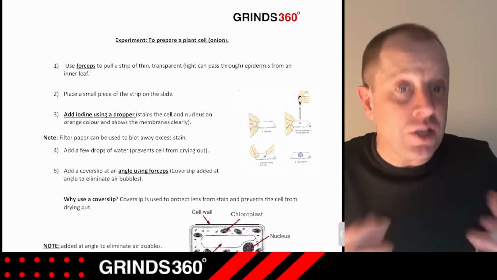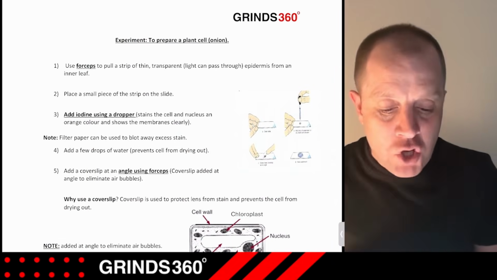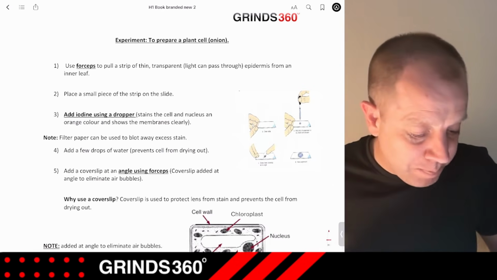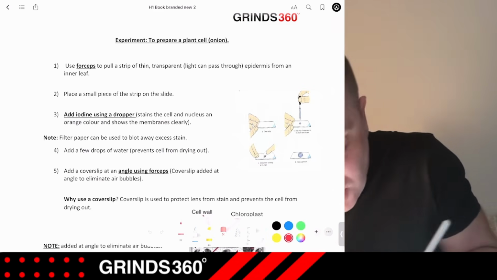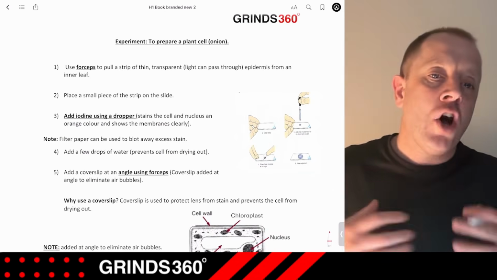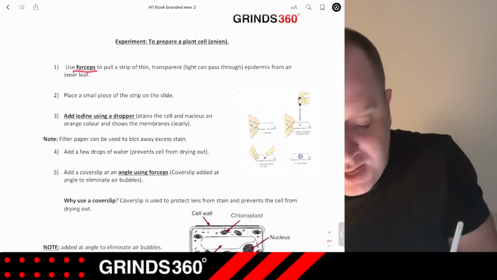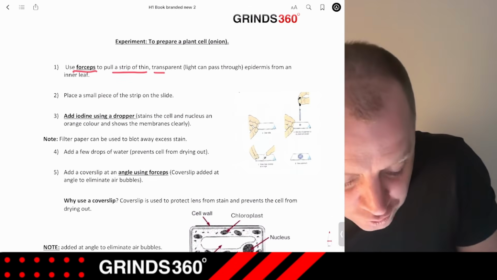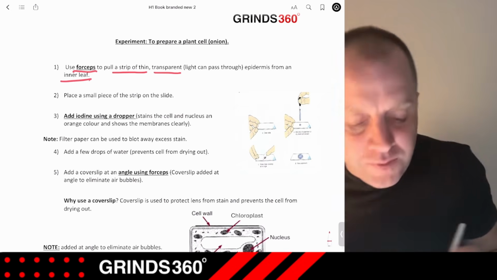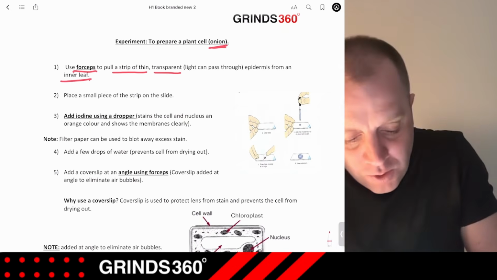Now, let's look at the plant cell. As I said, this is the experiment. Now, this does come up. All right, plant cell, animal cell. Let's have a look at the plant cell. How do we get the plant cells onto the slide? Using forceps, you pull a thin, transparent inner leaf of an onion. So we're going to go for an onion here, okay?